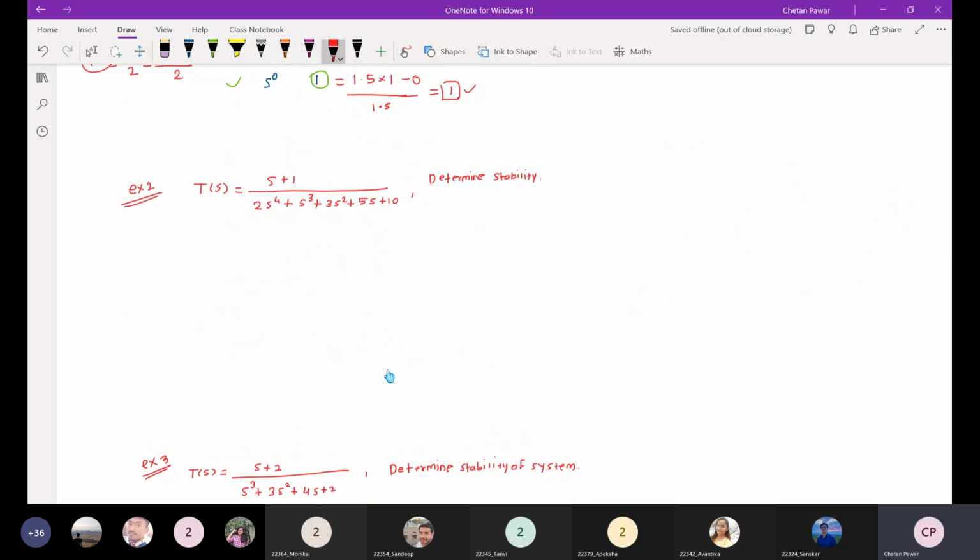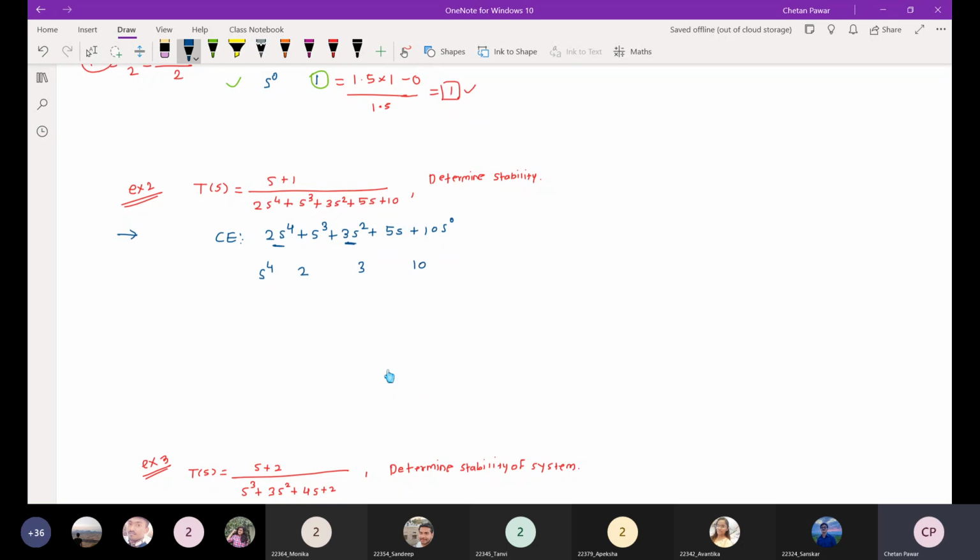So this is example number 2. In this, the characteristic equation is 2 into s raised to 4 plus s cube plus 3s square plus 5s plus 10. Form a Routh table first. The highest order term is s raised to 4. This is an even order term, so I have taken only the even order elements here: the s raised to 4 coefficient, the s square coefficient, and the s raised to 0 coefficient. So 2, 3, and 10.